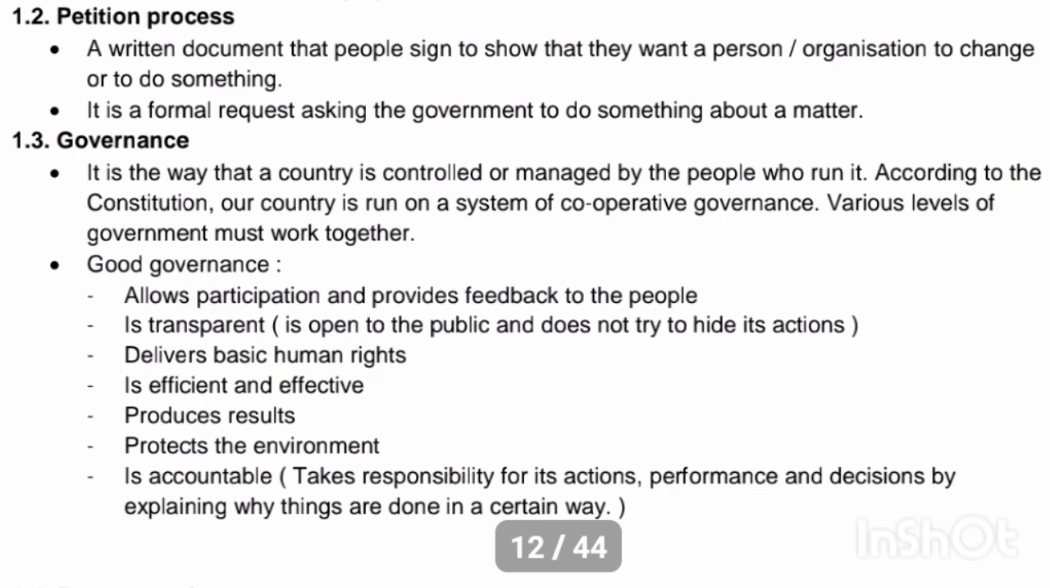And then it delivers basic human rights, as we have basic deliveries such as water, food, and food subsidies. The grants are basic human rights. Even education is a basic human right. You having a name is a basic human right. It is effective and efficient, which means they want what is best for you as a citizen, and it produces results. When they say it produces results, it means whatever you request through the petition, they are going to produce results which are efficient and effective for you as a citizen.